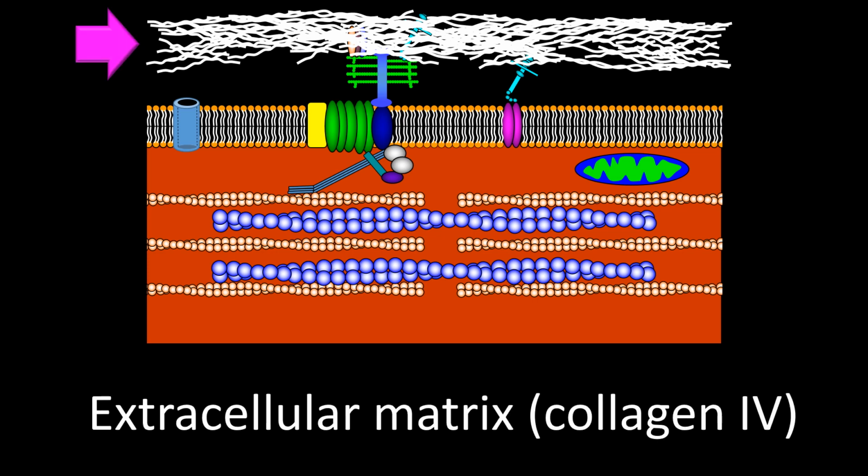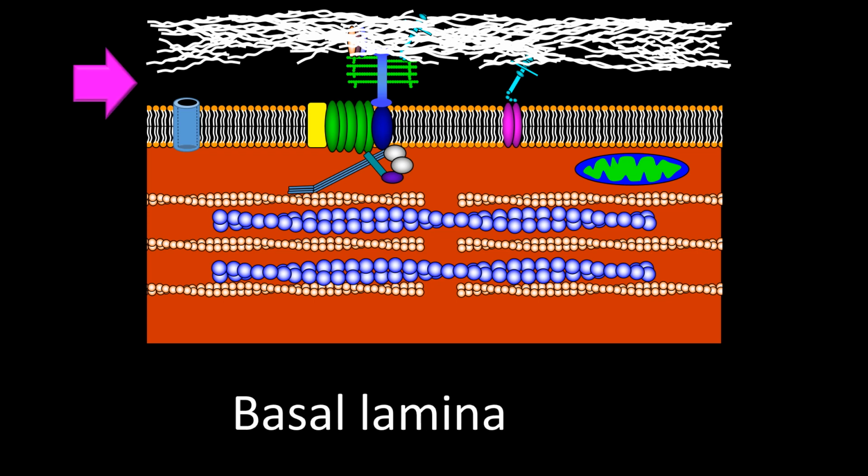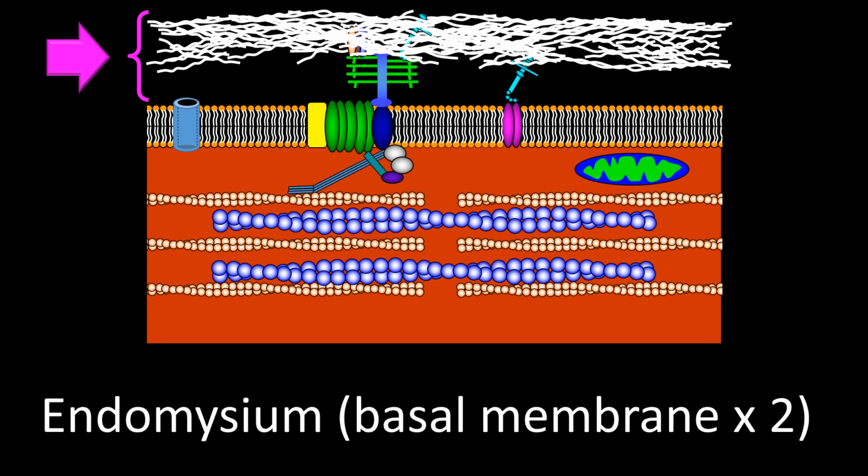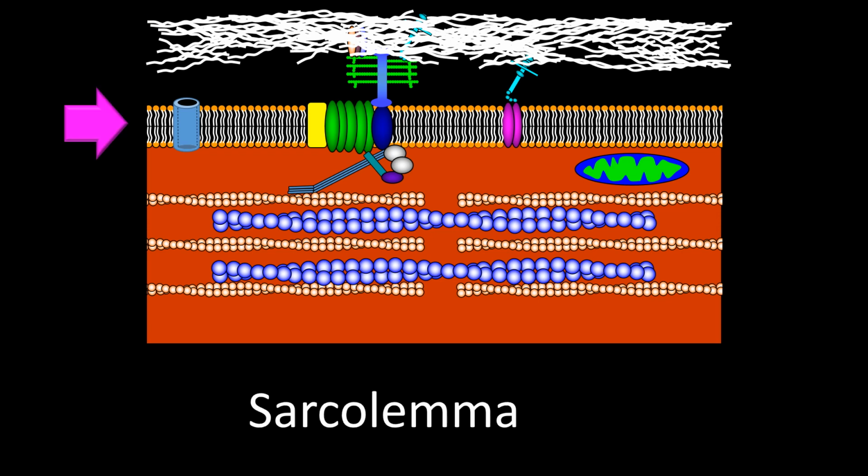Here, I am indicating the extracellular matrix made of collagen 4. Here, the basal lamina, made primarily by protein extensions towards the extracellular matrix and some collagen. The term basal membrane is used by some authors to combine the basal lamina and the extracellular matrix. The basal membranes of two muscle fibers abutting each other form the endomysium. Below the basal lamina, we have the sarcolemma, which is the muscle fiber membrane.